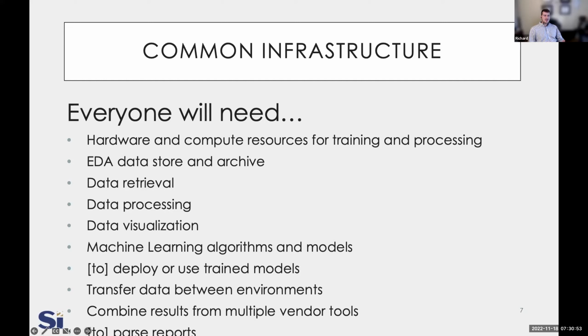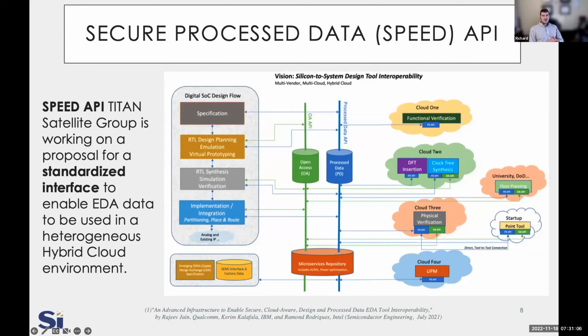So the satellite group identified a clear need and opportunity where we can all come together and create a standard for how we can generate all of this data and process it in a way that works for everybody. So I'll reiterate it here. The Speed API Titan Satellite Group is currently working on a proposal for a standardized interface to enable EDA data that can be used in this heterogeneous hybrid cloud environment that I mentioned.